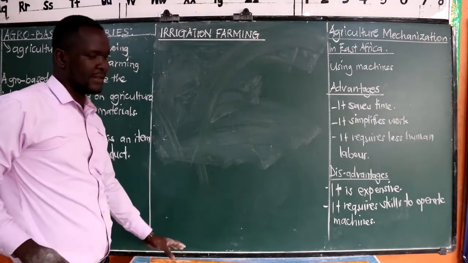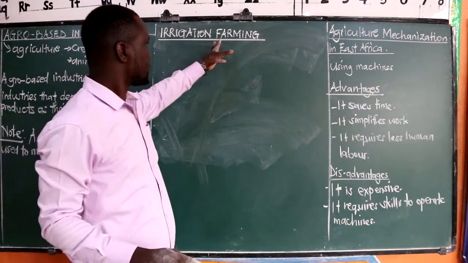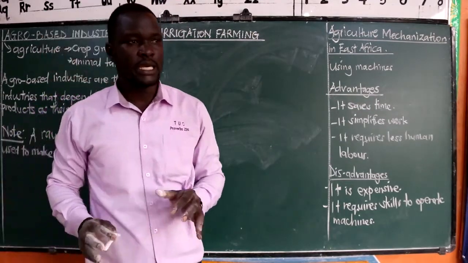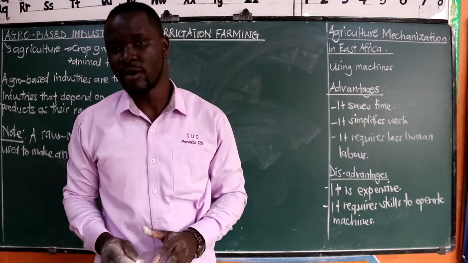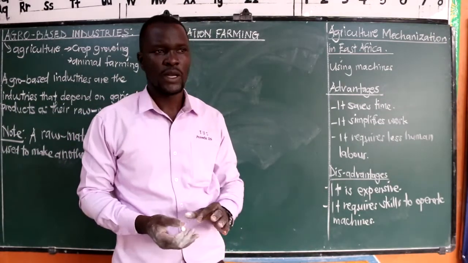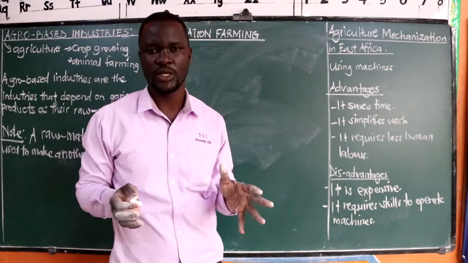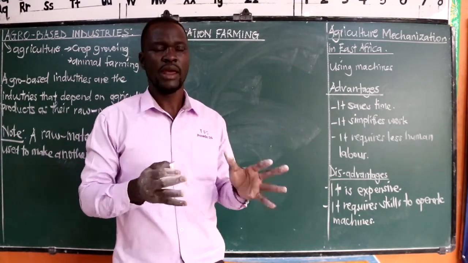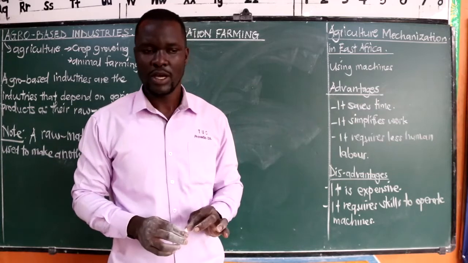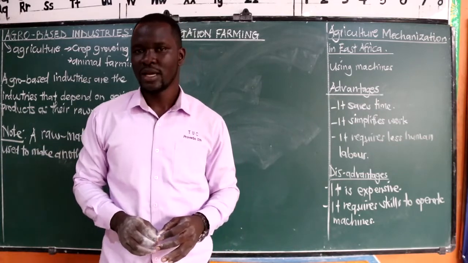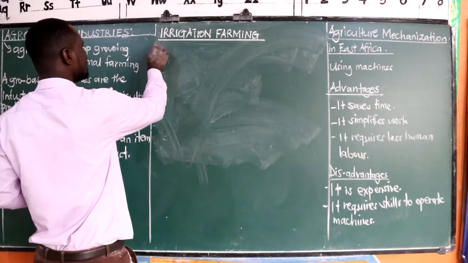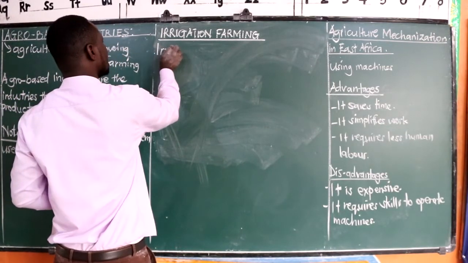Now, in this subheading, we are going to have more of revision. In primary 5, we learned about irrigation in Uganda. We looked at the meaning of irrigation. We looked at the different irrigation schemes. Those are the areas where irrigation is carried out. So we are just going to add on to what we had in our primary 5. We are going to have the same definition of irrigation.